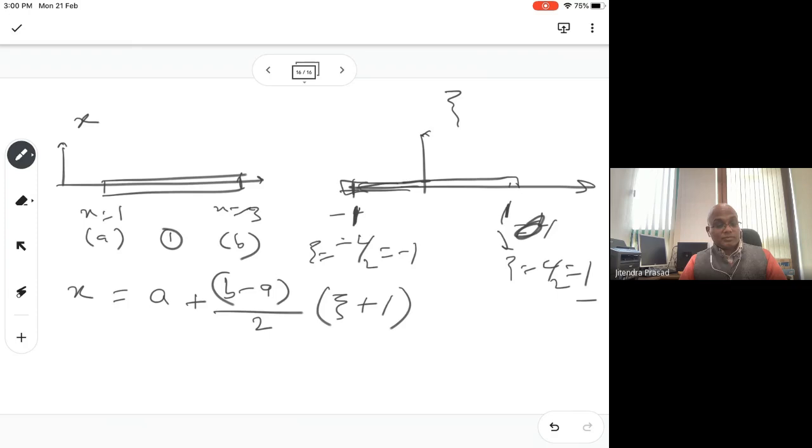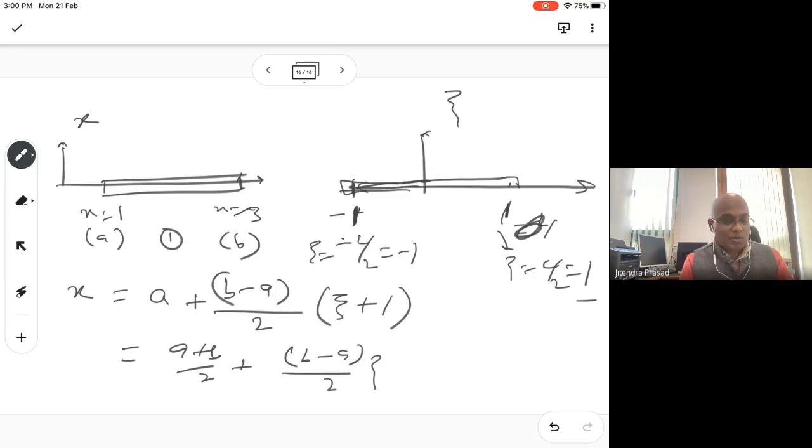Which will come to be (a plus b) over 2 plus (b minus a) over 2 times xi. Because here also we have the origin, this will add to this one, so it automatically becomes (a plus b) over 2. Now a plus b is 3 plus 1 equals 4, divided by 2 is 2, so 2 plus, and 3 minus 1 is 2, divided by 2 is 1, so 2 plus xi. So we get it like this.